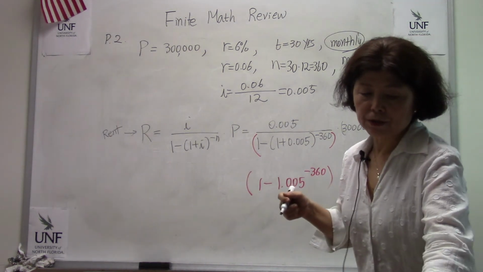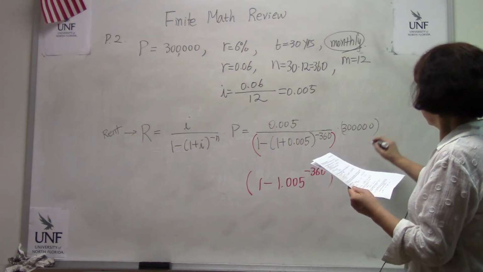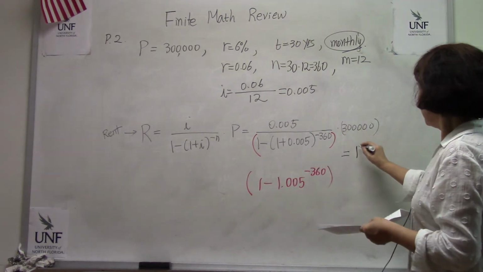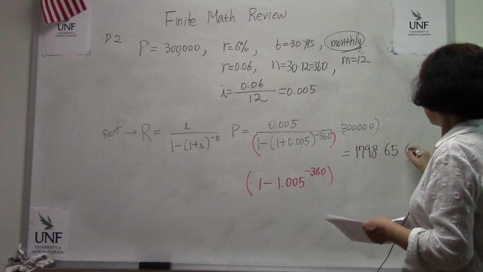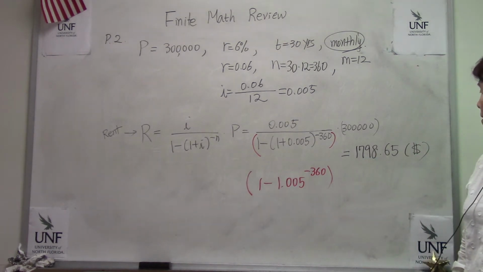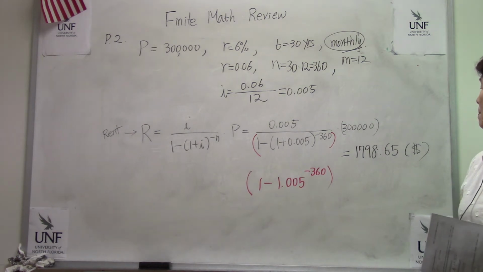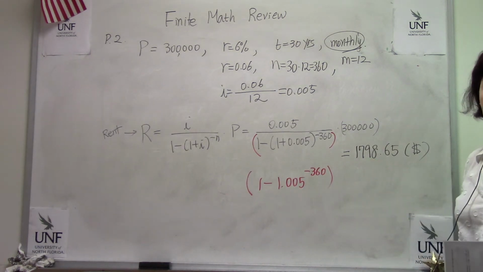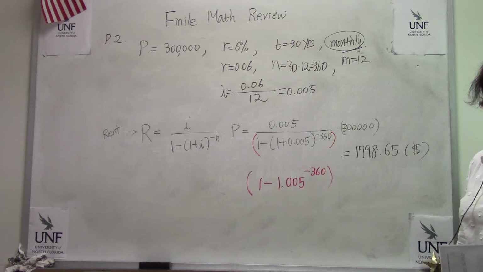Okay. Once you do that, you are going to have $1,798.65. Okay, almost $1,800. So Mrs. Thomas will pay almost $1,800 a month for the next 30 years.